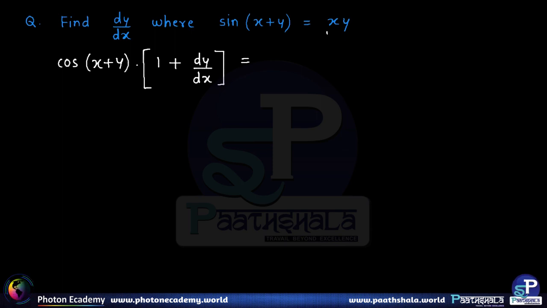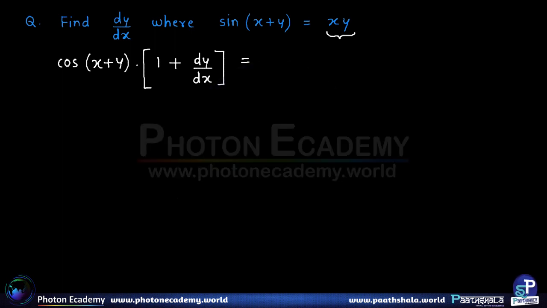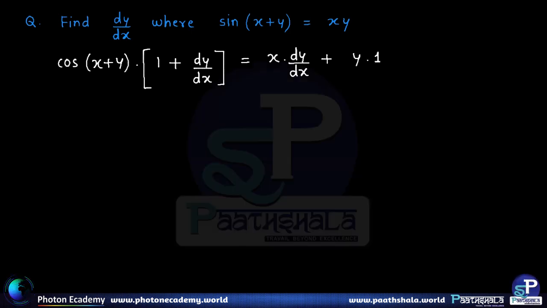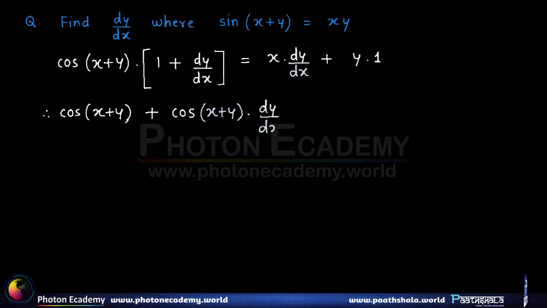On the right hand side, we see that it is a product of x and y. So we use the product rule: first function x as it is into the derivative of the second function, which is dy by dx, plus the second function y as it is into the derivative of the first function, that is the derivative of x, which is 1. So here we have cos of (x plus y) plus cos of (x plus y) into dy by dx is equal to x dy by dx plus y.